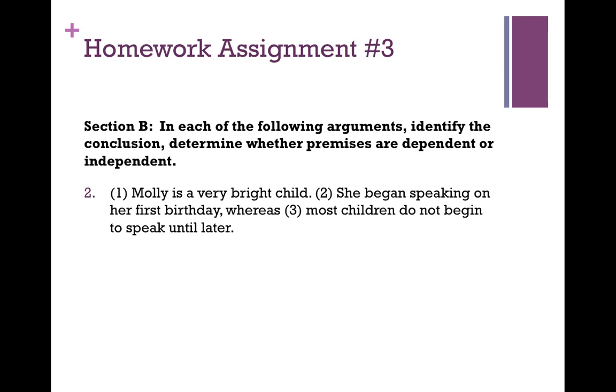Does 2 offer some partial evidence for 1? Well, not unless you already know the age at which most children begin speaking. So here we have a case where the premises are dependent. They're working together to establish 1, and so we would diagram it as follows.